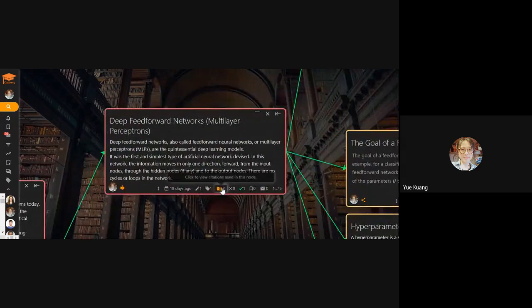Deep feedforward networks, also called feedforward neural networks or multi-layer perceptrons, are the quintessential deep learning models. It was the first and simplest type of artificial neural network devised. In this network, the information moves in only one direction, forward from the input nodes through the hidden nodes, if any, and to the output nodes. There are no cycles or loops in the network.